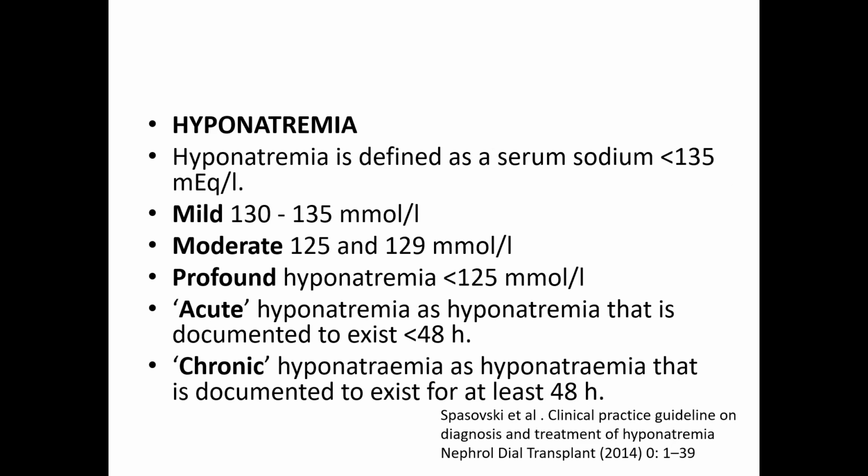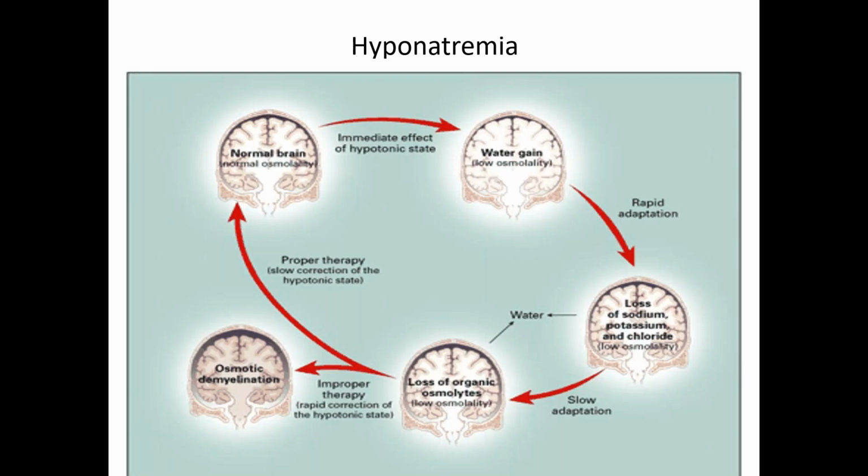Going on, hyponatremia is when the sodium is less than 135. It can be mild, moderate, or profound, depending upon whether it is 130 to 135 or less than 125. Similarly, depending upon the rate at which the sodium loss has taken place, it can be acute or chronic, because chronicity gives the brain time to adapt. The opposite thing will happen here. If we are making the patient hypotonic, the fluid will actually enter the astrocytes and it will cause a gain in the brain matter.